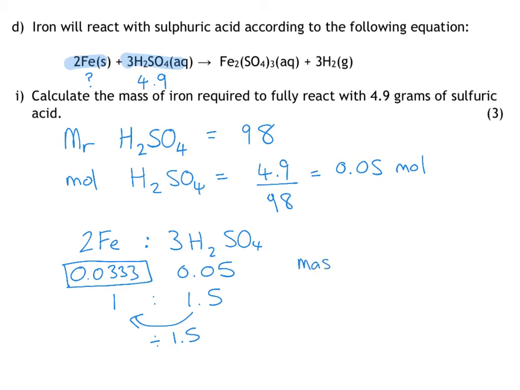Therefore, my mass of iron is just going to be how many moles, 0.0333, times the mass on the periodic table. Again, this has given you the A-level 55.8 from the A-level periodic table, but you'll still get pretty much the same answer if you round it to 56.